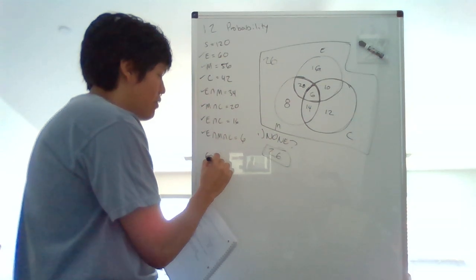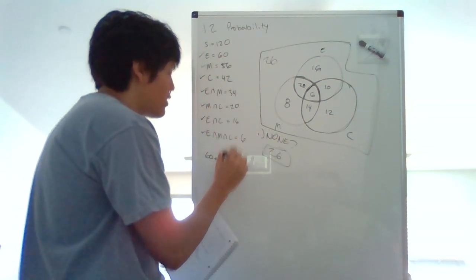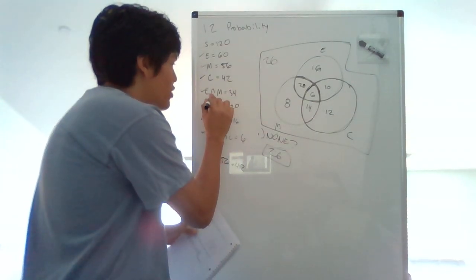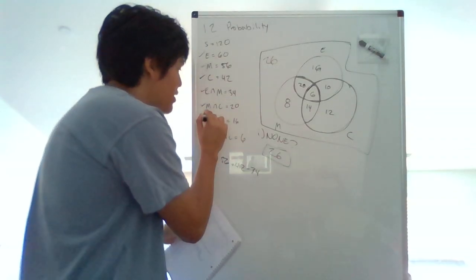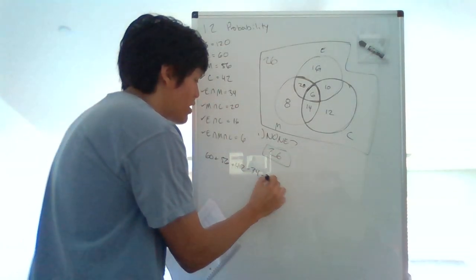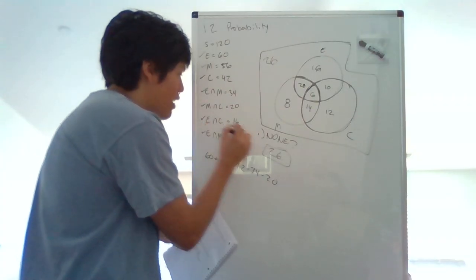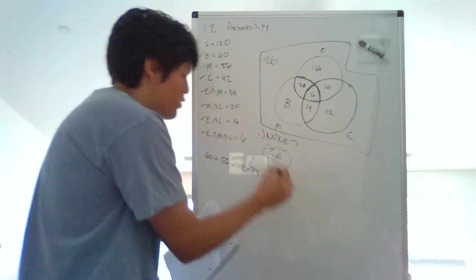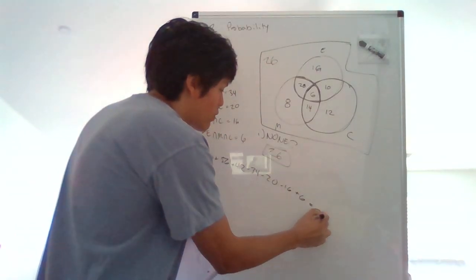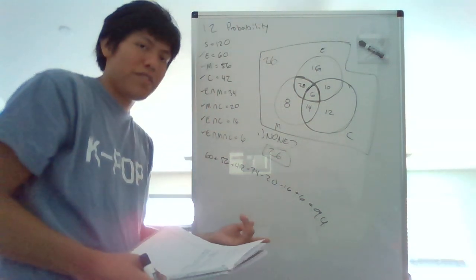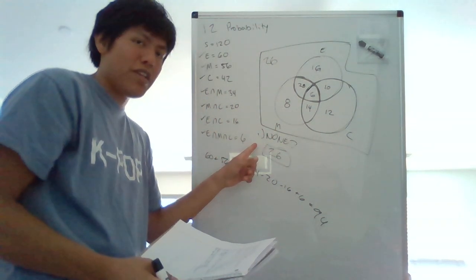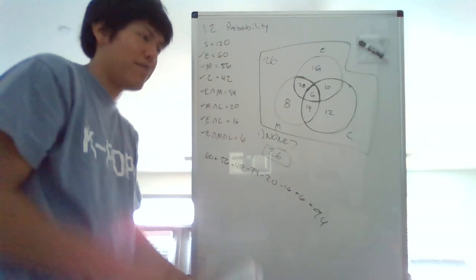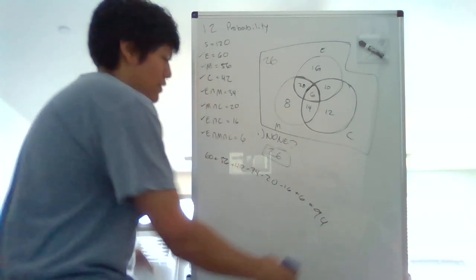So 60 plus the probability of math, 56, plus the probability of chemistry, 42, minus the probability of English intersect math, which is 34, minus the probability of math intersect chemistry, which is 20, minus the probability of English intersect chemistry, which is 16, plus the probability of English intersect math intersect chemistry, which is 6, and that will equal 94. 94 students at least took a subject. How many took none? 120 total students, minus the 94 that took something, 26. All right.